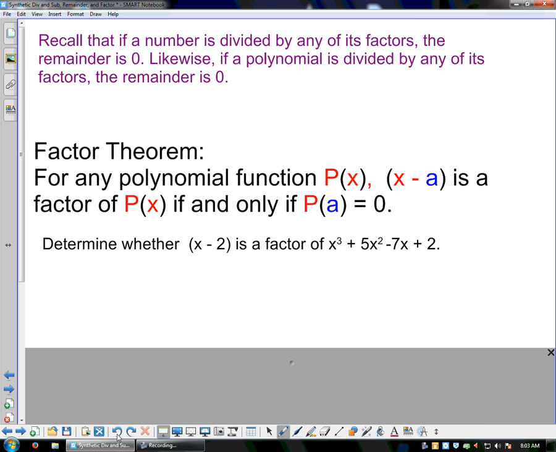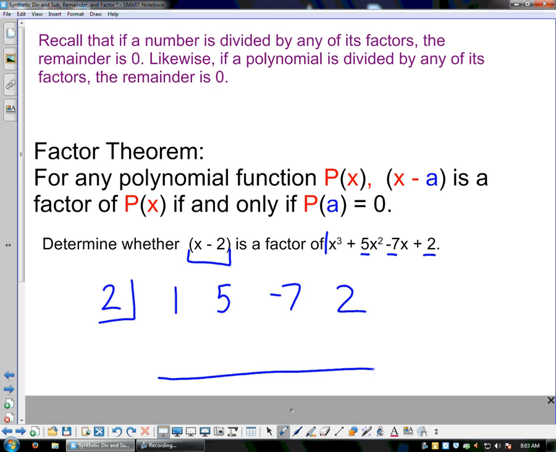If we're doing synthetic division and dividing by this, then we're going to put positive 2 in the box, because remember, it's kind of like setting it equal to 0 and solving for x. Then we need our coefficients right next to it: 1, 5, -7, and 2, in decreasing order. We're not missing anything, so that's good. Let's do our process one more time.